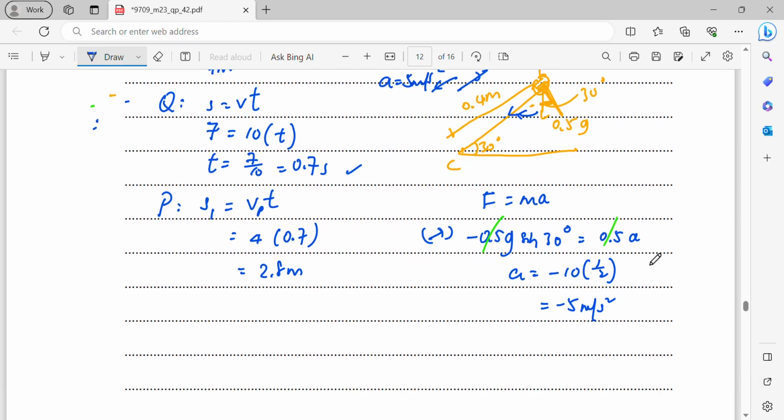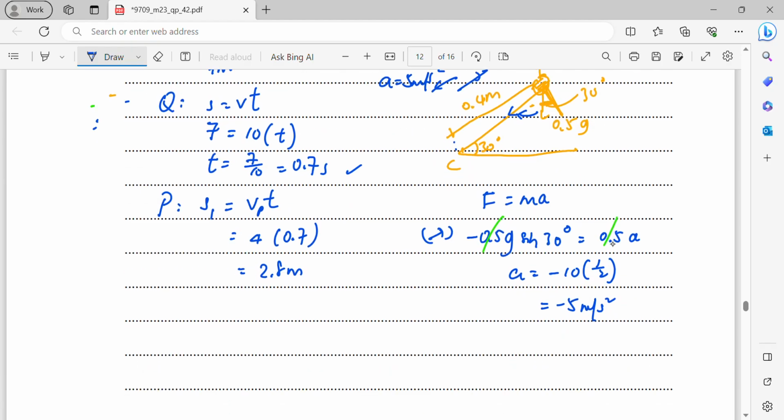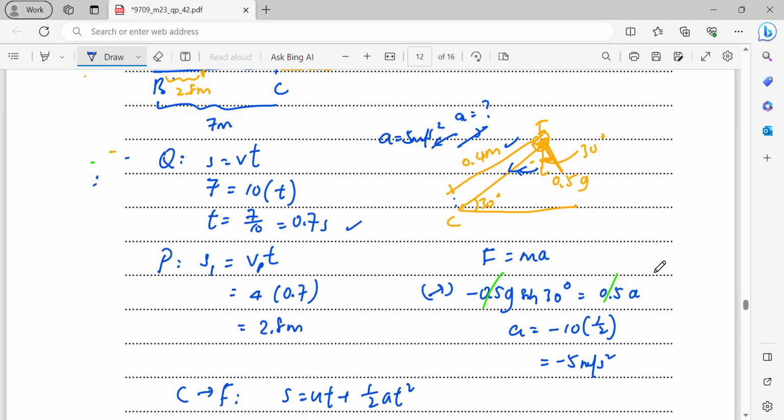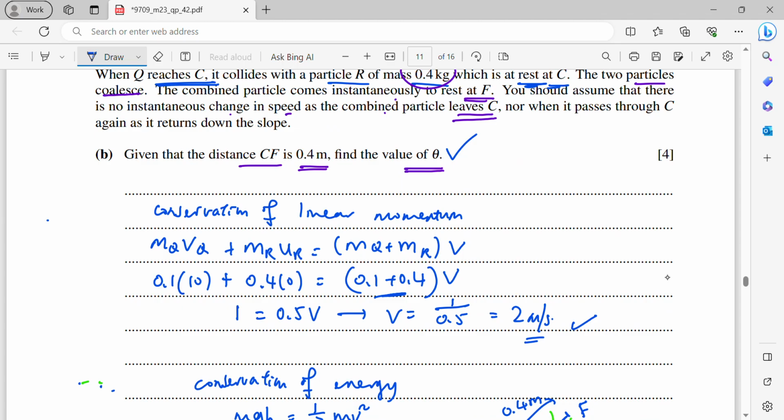Now, based on this, I need to find my time: how long it takes for the particle to go from C to F. So for C to F, S equals ut plus half at squared. The S is 0.4, so 0.4 equals the u. The u is basically 2, because from the previous calculation we know that both particles are moving with v, and v is 2.